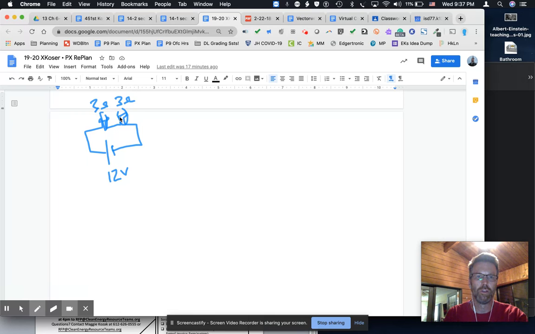The first thing we need to do is figure out the total current in the circuit. We know the total resistance is the sum of the individual resistors. So we know the total resistance is going to be 6 ohms, because that's 3 plus 3. So the total resistance we know is 6 ohms.